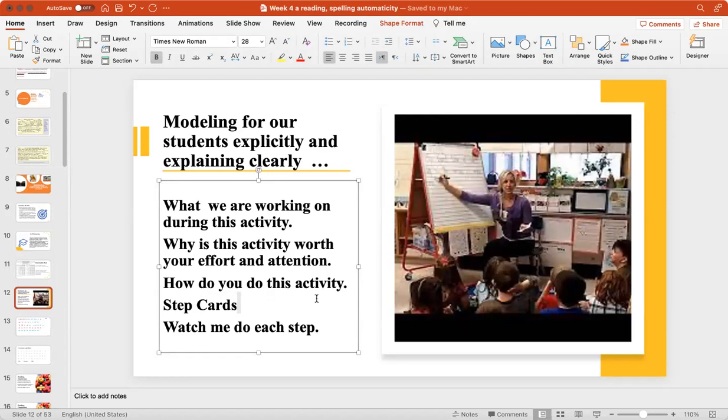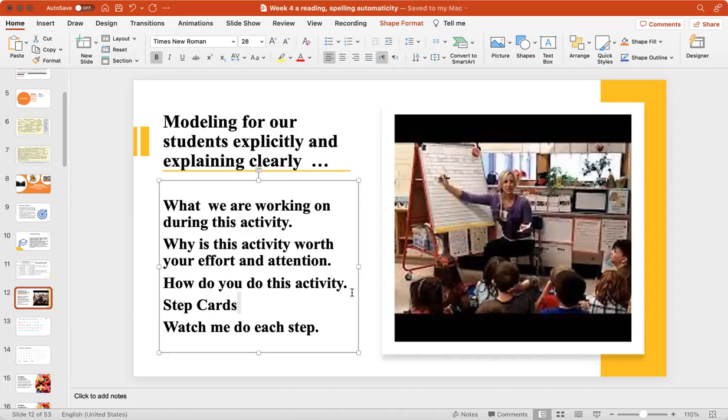If I were writing a step card for spelling a word, the first step would be to listen to the word carefully. The second would be to repeat that word. The third would be to segment that word. The fourth would be to write a letter for each sound of the word. And the fifth would be to check if there's a spelling pattern you have to use, and then read the word so you know you did it correctly. That would be a step card for spelling a word.